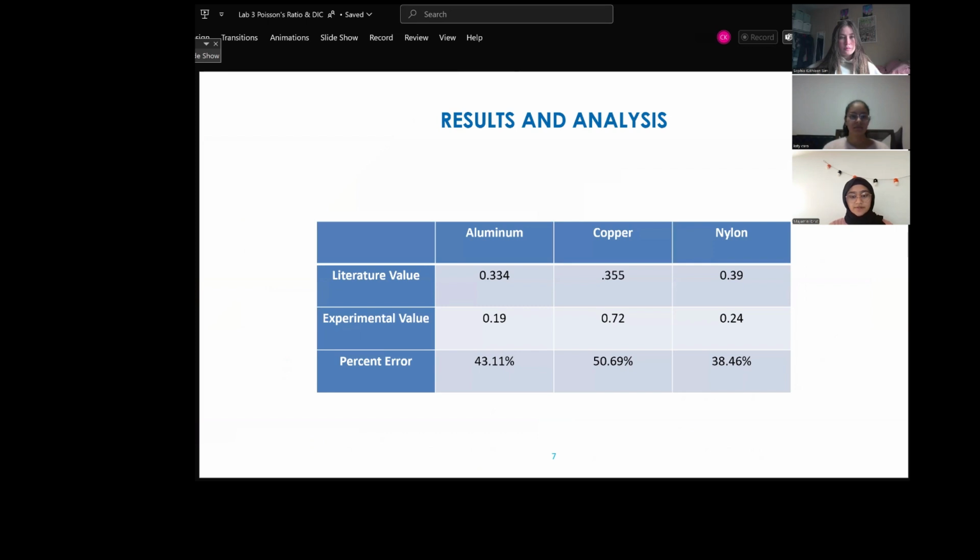The literature values that we collected from the internet for the three materials are 0.334 for aluminum, 0.355 for copper, and 0.39 for nylon. These are the literature values for Poisson's ratio. Our experimental values were slightly different. We had 0.19 for aluminum, 0.72 for copper, and 0.24 for nylon. And our percent errors are listed below as well.